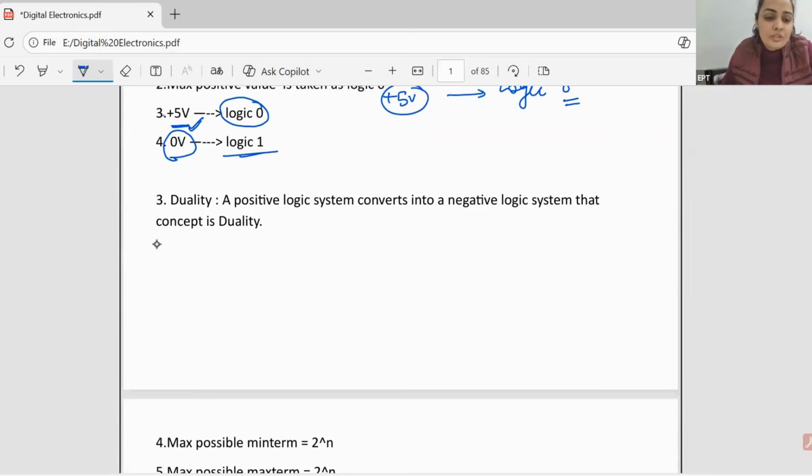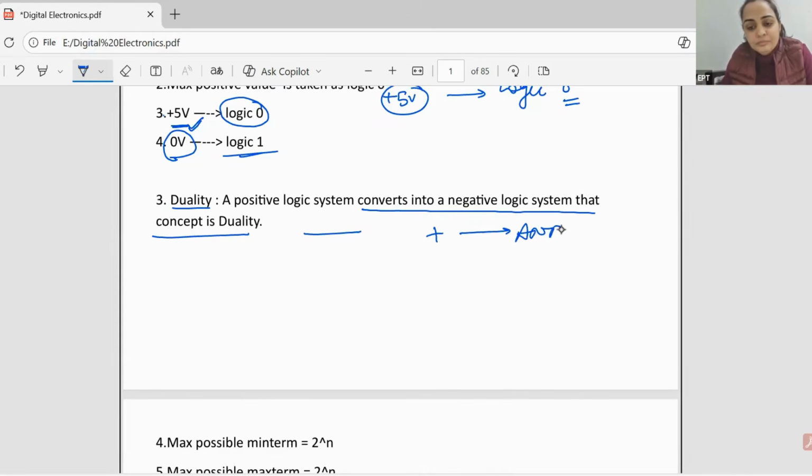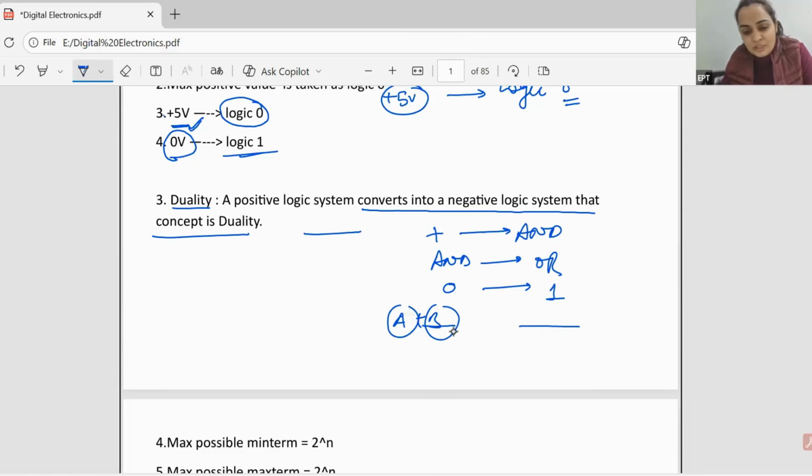Okay. Next is duality, converting a positive logic system into a negative logic system. That concept is known as duality. Suppose an expression is given to you, how will you find the dual of that expression? You will replace OR with AND, replace AND with OR, and replace 0 with 1, but the variables will remain the same. Like if it is a plus b, you will not complement these variables, they remain the same. So this is the meaning of dual, right?